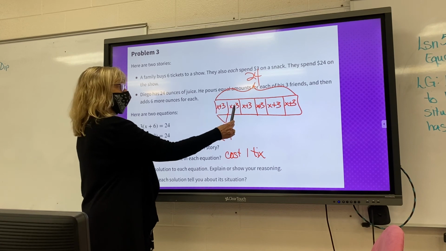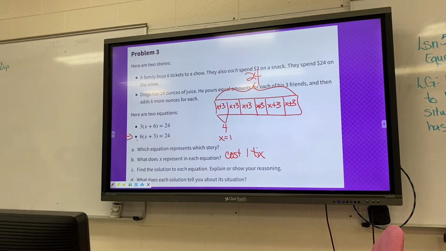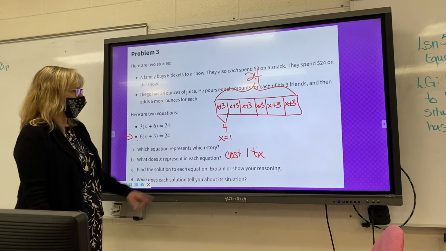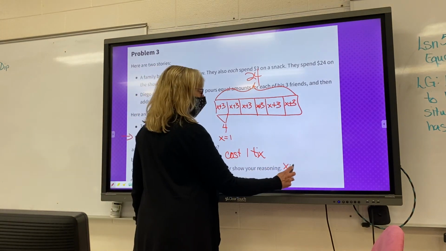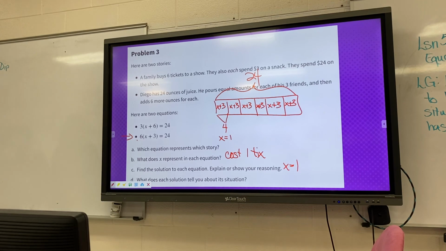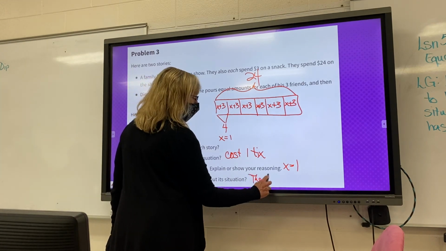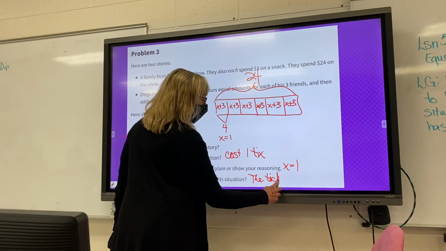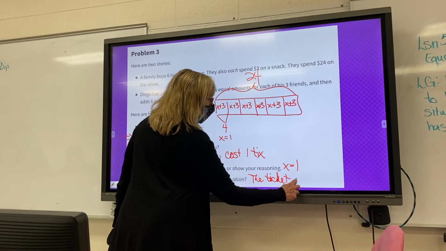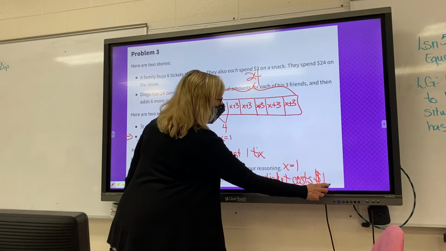What does the 3 represent? They spent $3 on snacks. That represents the snacks that got added because it's an additional cost, okay? And we found the solution to be 1. So what does 1 mean in this story? It's gonna be $1 for the ticket cost. $1.